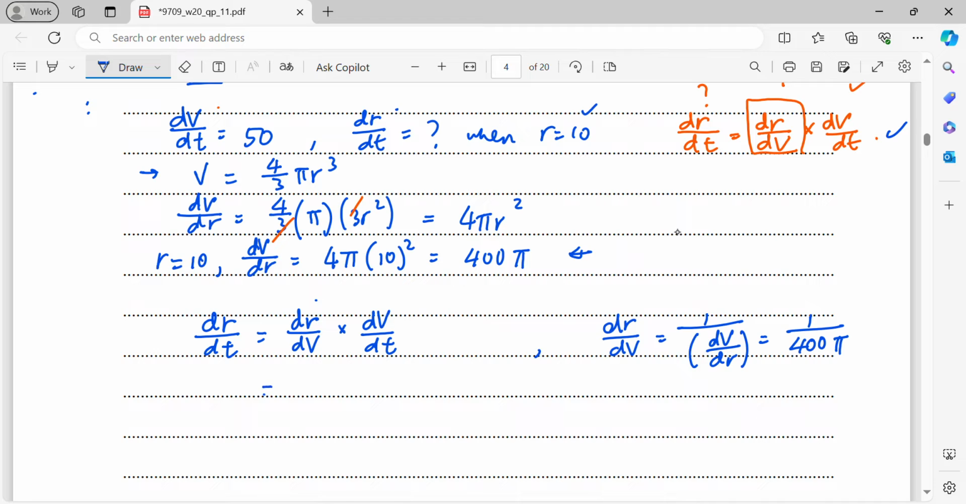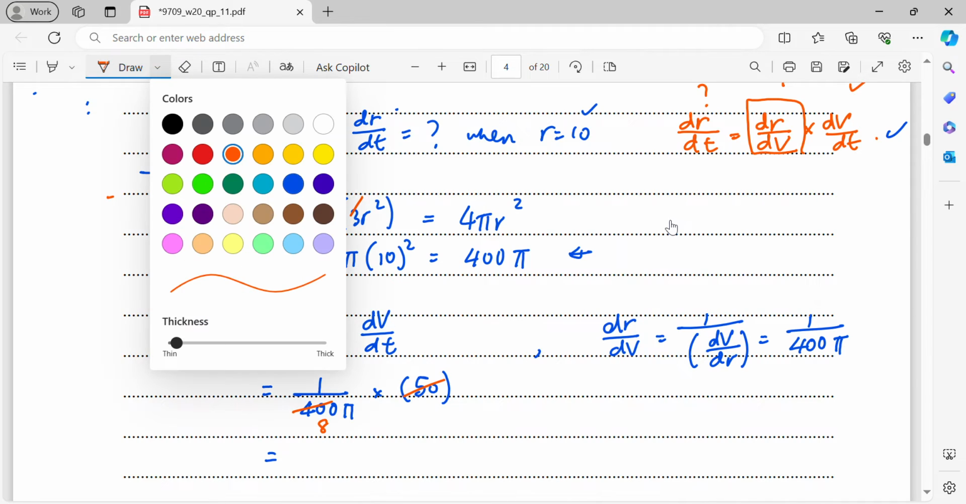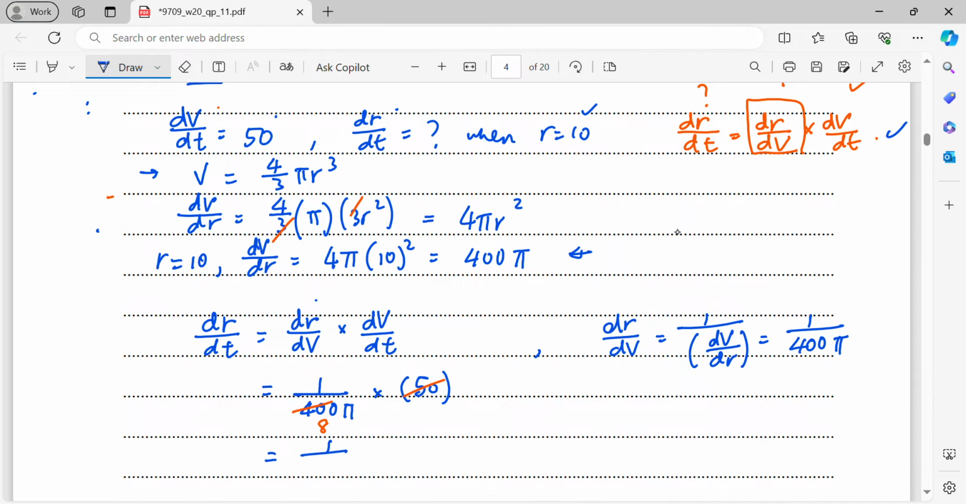So then from here, I will get 1 over 400 pi multiplied with 50. Okay, so when you simplify 50 and 400, it will be just 8. So I will be getting 1 over 8 pi. The units will be centimeter per second. So this is the solution for question number 3.